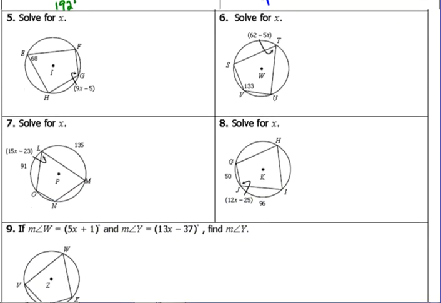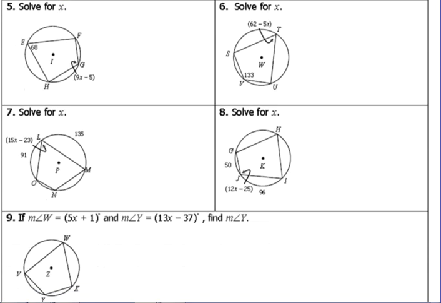Okay, let's go from having all the measures to throwing some variables in there. Number 5, solve for x. Angle E is 68 degrees. Angle G has a variable expression. What's the relationship between E and G? They are supplementary. So when we add them together, they should equal 180.